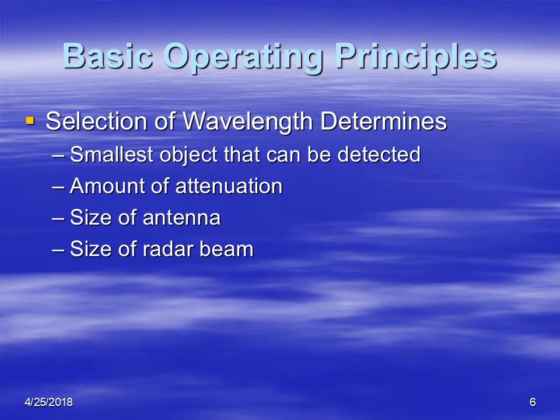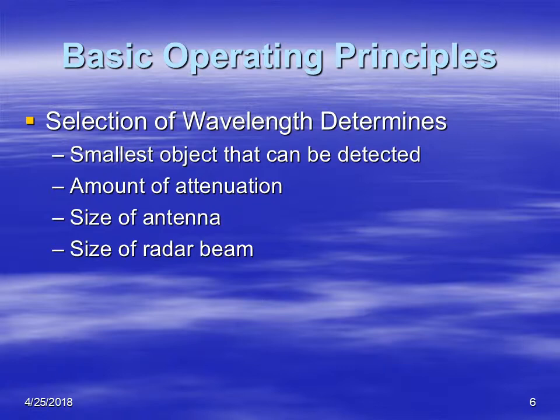Now the reason why I have so many different bands, or different wavelengths, is because you want to see different things in the atmosphere. Objects in the atmosphere that are very small are best sampled by very short wavelengths. Objects that are very large in the atmosphere are best sampled by longer wavelengths. So the wavelength that you select for your radar determines the smallest object that you can see.